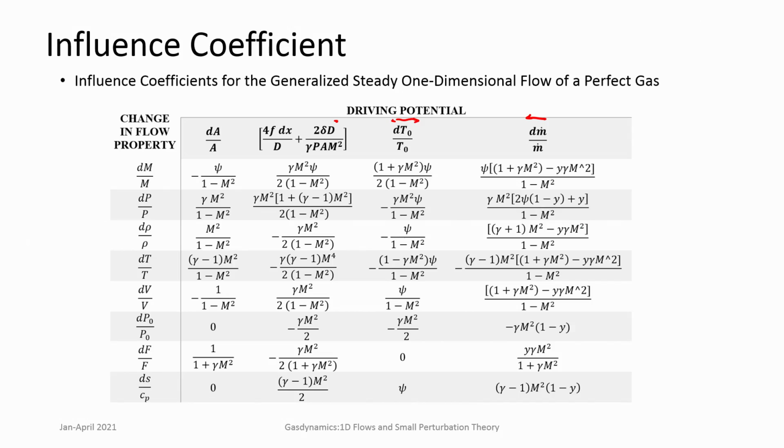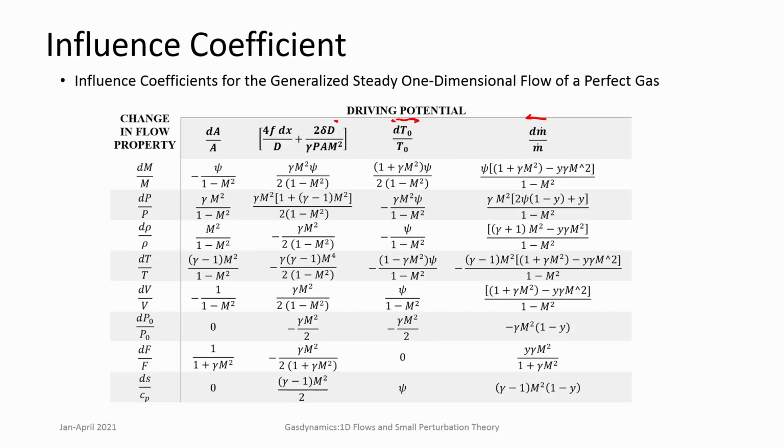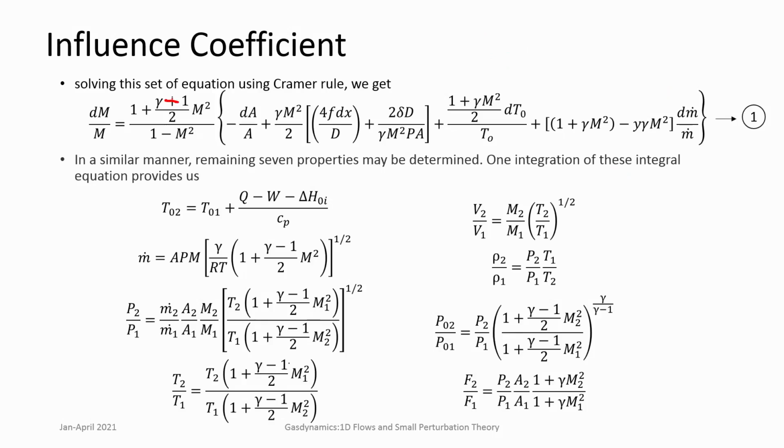So it is possible to do it, and therefore, for example, if you consider dM by M, you can write down the entire solution, which is 1 plus gamma minus 1 by 2 M square by 1 minus M square, and you have the term associated with dA by A, the term associated with friction, the term associated with drag, and dT naught by T naught, and mass addition also.